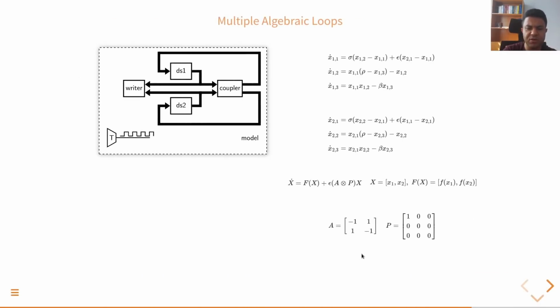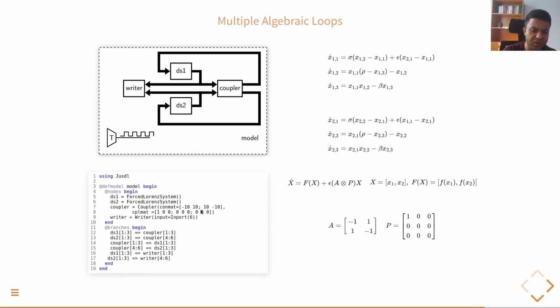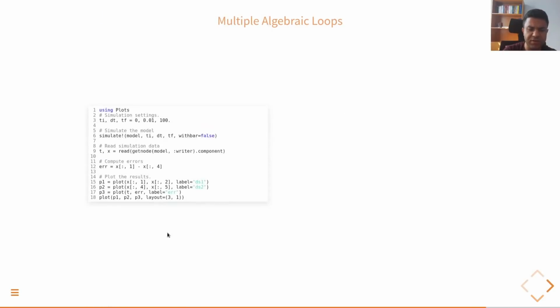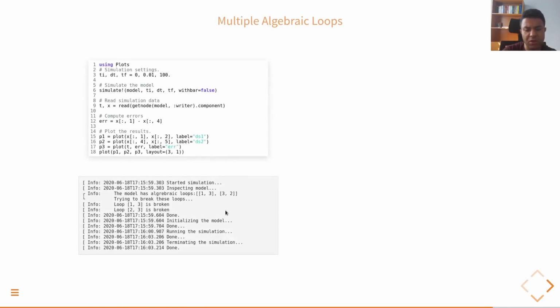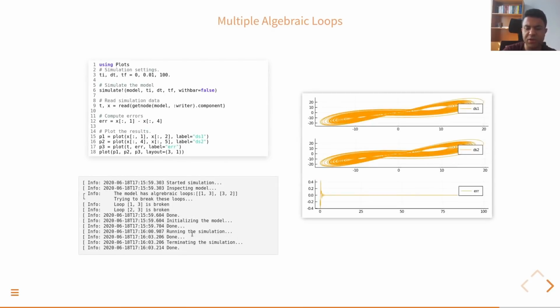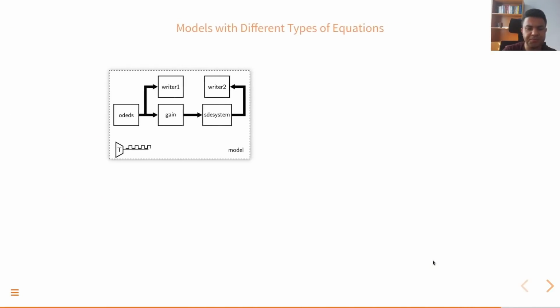In the previous examples, the models had just a single algebraic loop. Jusdl also detects and breaks multiple algebraic loops. For example, we have a model that has two algebraic loops, and these are the equations that represent dynamical systems 1 and 2. Let's first construct the model and then simulate it. From the simulation log, we can see that both of the algebraic loops are detected and broken automatically, and everything went well. You can see the simulation result on the right.